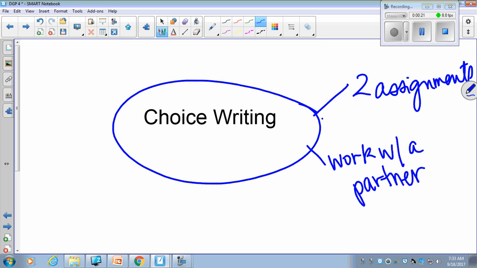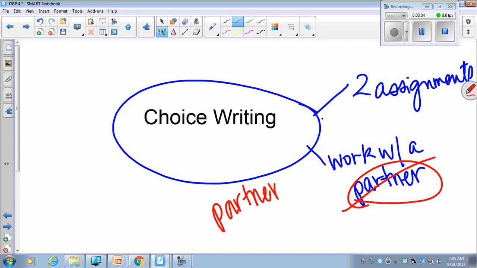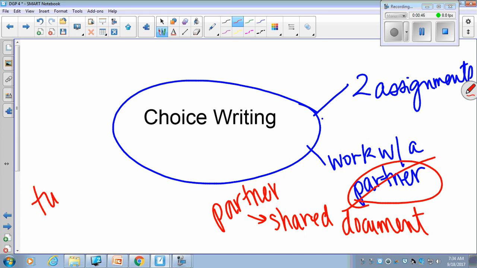If you would prefer to do this alone, you may also choose to do this alone. The one thing, if you do work with a partner, I want it on a shared document so that you can both have access to it. But I only want it turned in one time. So your turn in is one time.